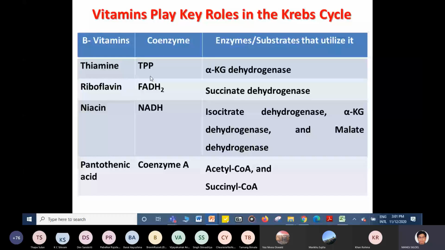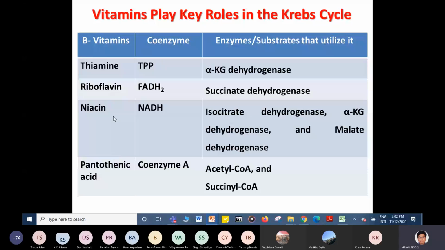Now let's see the role of vitamins in the Krebs cycle. We have already studied in yesterday's class what the coenzymes are, and we have said that different B complex vitamins act as coenzymes. Here vitamins play a key role in the Krebs cycle. These are the names of the B vitamins, this is the coenzyme contributed by the respective B vitamin, and these are the enzymes.